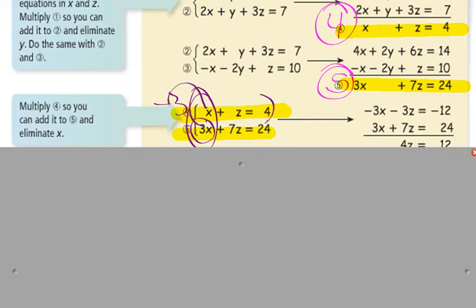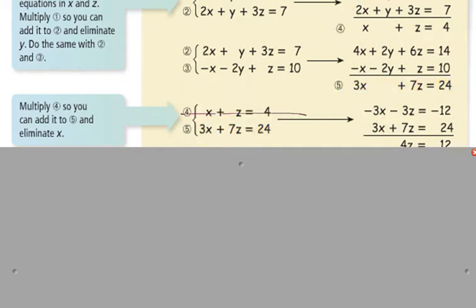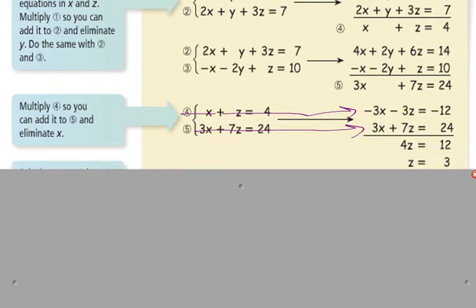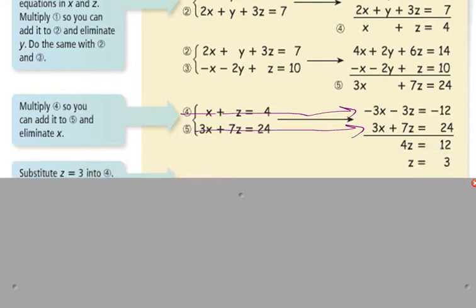So negative 3 times x is negative 3x, negative 3 times z is negative 3z, and negative 3 times 4 is negative 12. So now I've converted that equation 4 right there. And now straight copy equation 5 over. Now add, and I get 4z equals 12, or z equals 3. Now I have one of my answers.